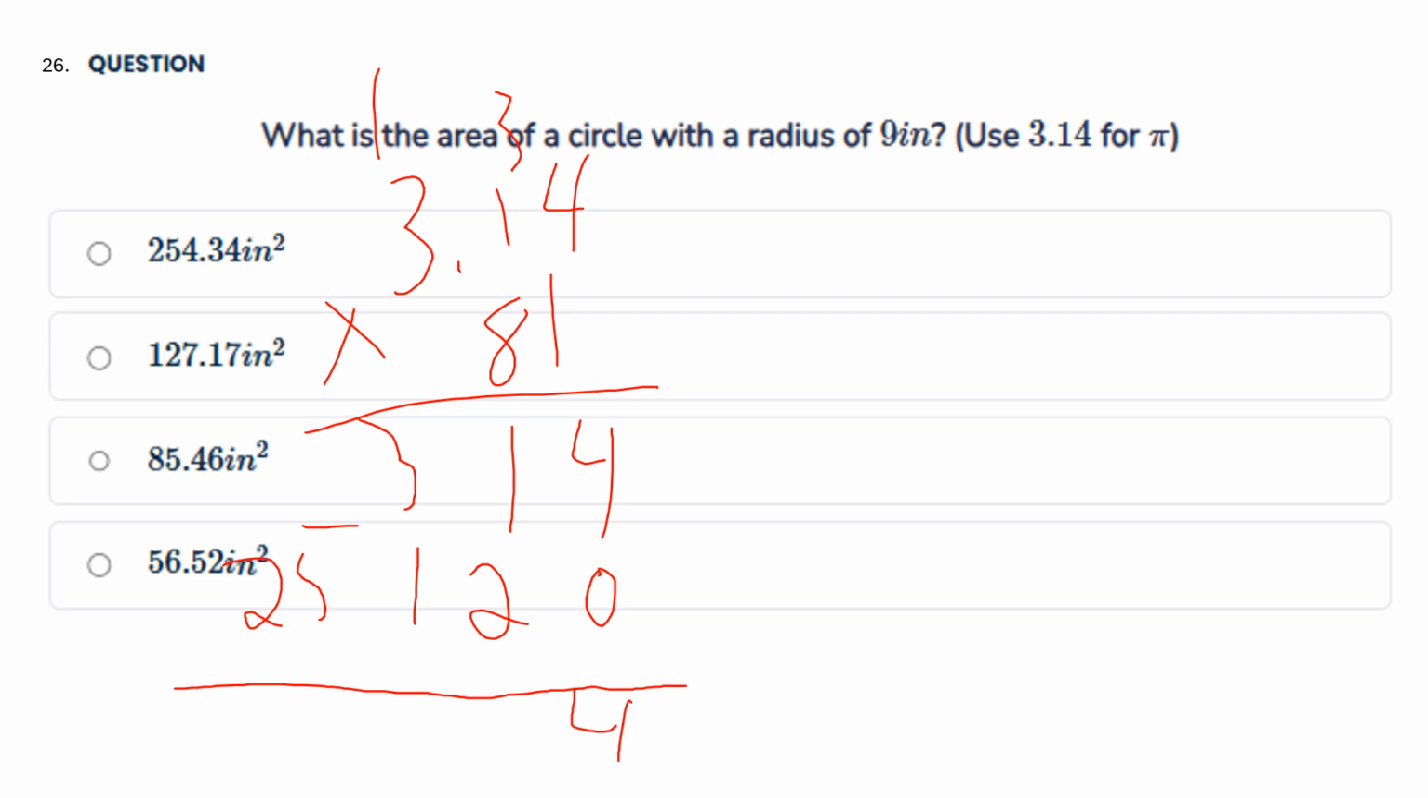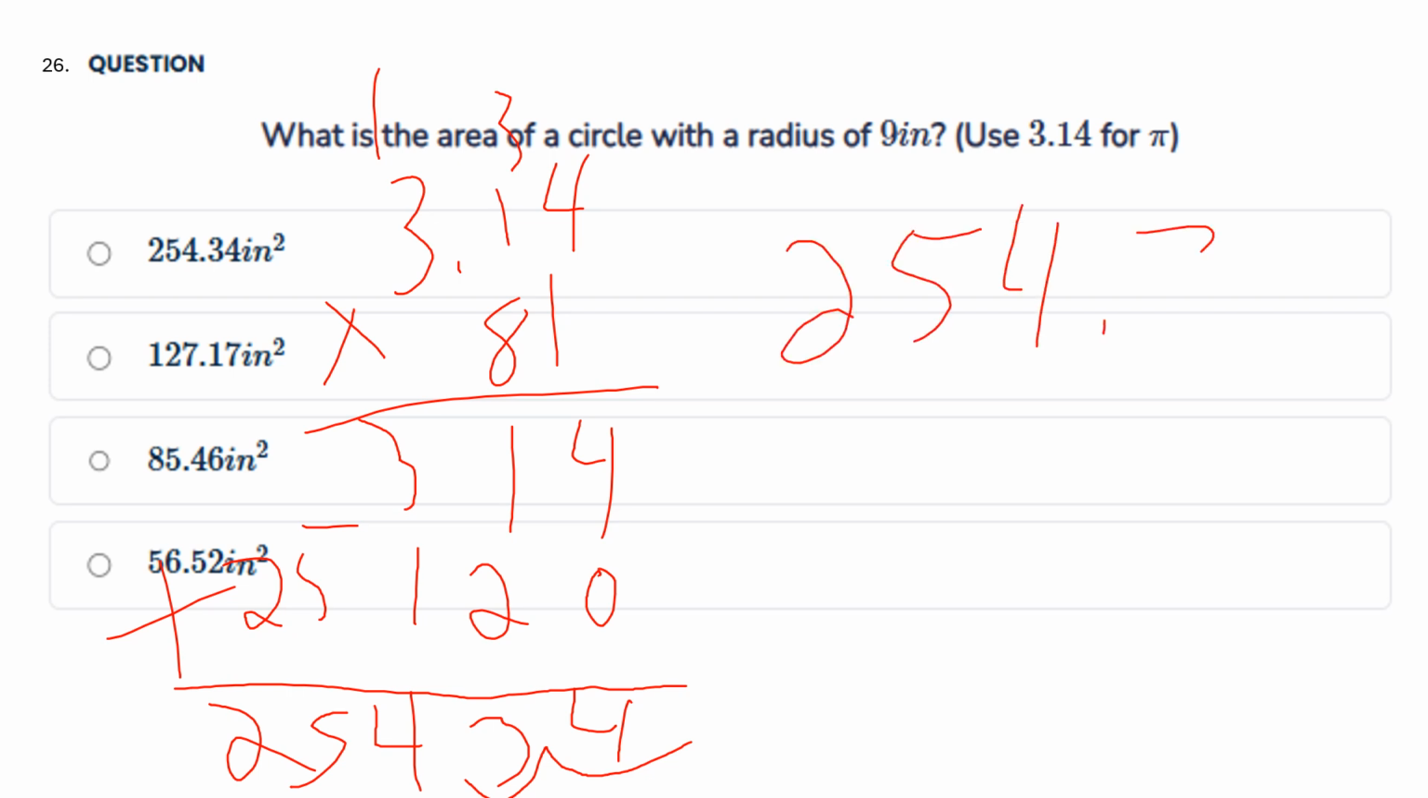Now we do our addition. 4 plus 0 is 4, 1 plus 2 is 3, 3 plus 1 is 4, 5, 2. So this is where the decimal comes into play. You have to find out how many numbers are behind the decimal place. And we have 2 numbers behind the decimal place up at the top. We have the 1 and the 4 behind the decimal place. So that's 2 numbers. And there are none in the bottom number. 81 is just a whole number, no decimal place. So with that information, we take our decimal place and we go over 1, 2, and put our decimal place there. That gives us 254.34. And then because it's inches squared, or inches times inches, our answer is 254.34 inches squared.